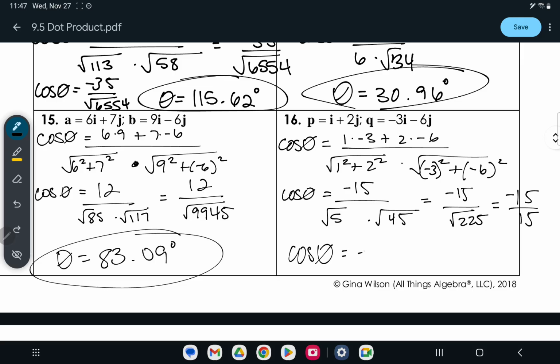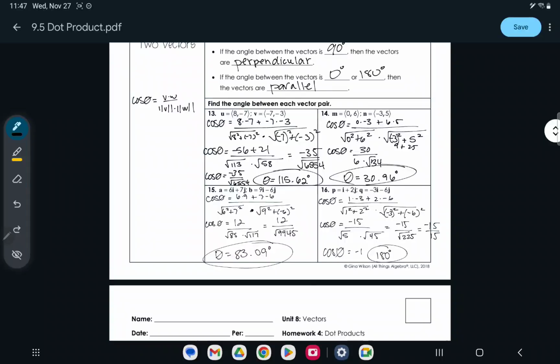So cosine theta is -1. So you can think, where is cosine of theta equal to -1? Or you can do the inverse cosine of -1, and you'll get 180 degrees, which means that the vectors were parallel. And there we have it.